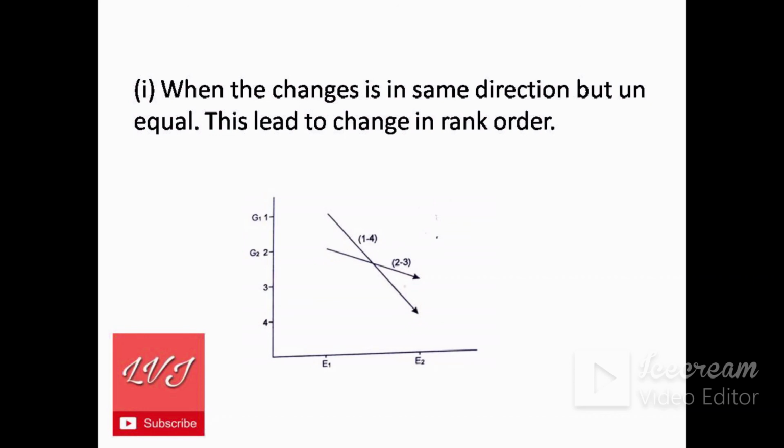We can see that in the change from environment 1 to environment 2, both genotypes show a reduction in performance, but for genotype 1 the reduction is 3 units, while for genotype 2 there is a reduction of only 1 unit, and there is also a change in rank order. In the first environment, genotype 1 has the first rank, but in the second environment genotype 2 has the first rank. So there is a change in the rank order.